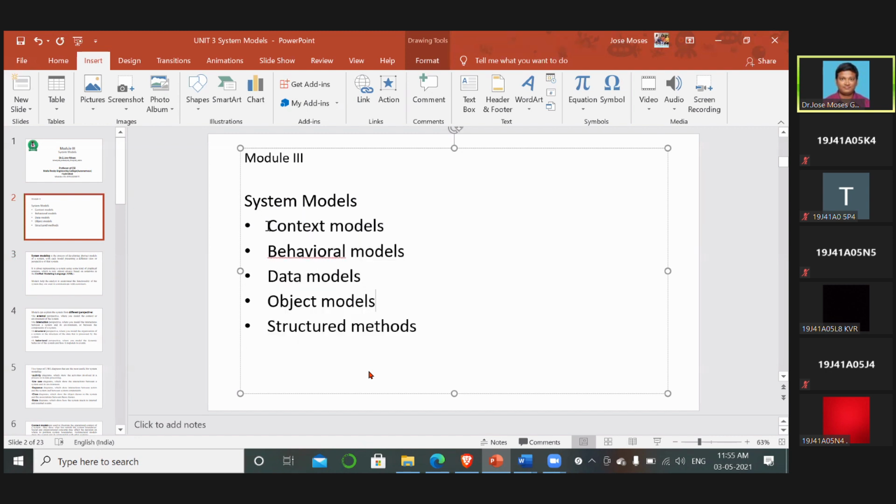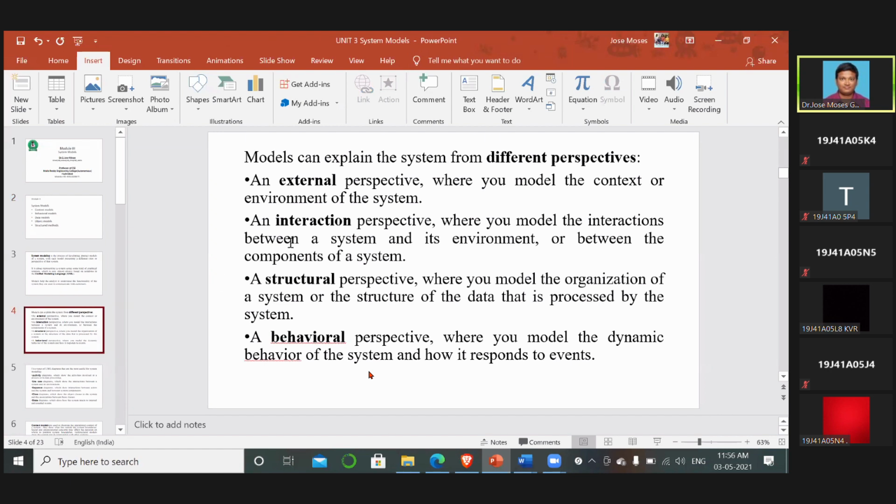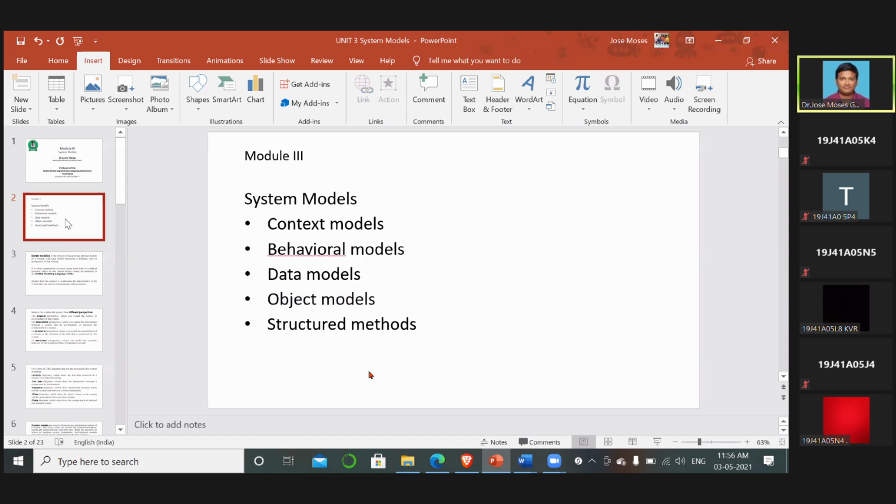From here itself, you can clearly write context: whatever context and activities are there, and what diagrams you use for context and behavioral models, you explain those. Data models are ER models. Structured methods are nothing but the DFDs. Object-oriented models are class and object models. We will discuss that in detail in the coming slides. So this is the basic introduction to what system modeling is and what the different types of modeling techniques involved in system models are.